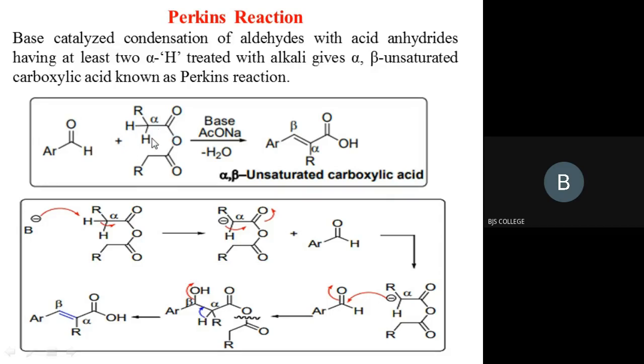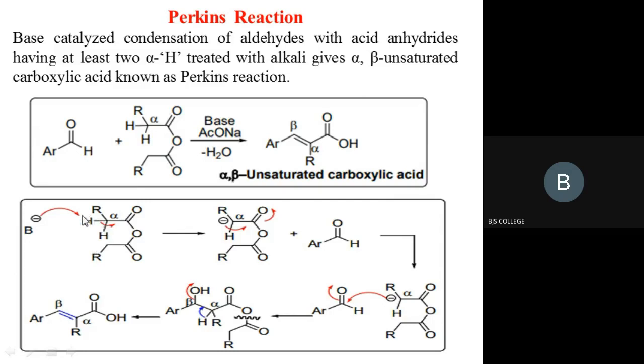Now the condition is that your acid anhydride must contain an alpha hydrogen atom. Your aldehyde may or may not contain one, it does not matter, but your acid anhydride will always contain alpha hydrogen, then only it will undergo Perkin's reaction. Now you know by this time why you need an alpha hydrogen atom.